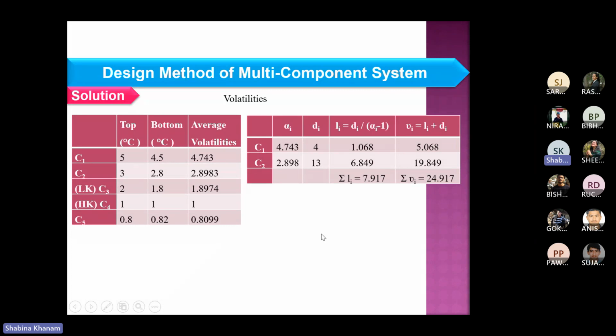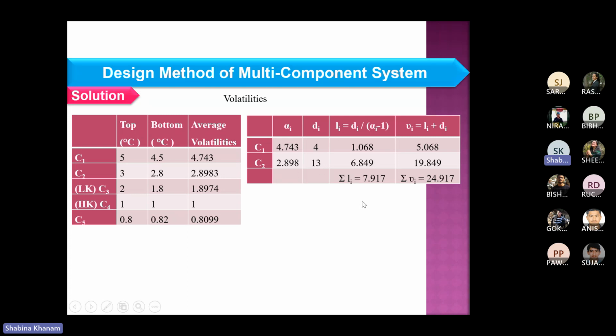Okay, so Hengstebeck's method collects the flow rates of all non-keys first, so that we will do over here. For light non-keys C1 and C2, we will have Li equal to Di by (alpha minus 1). That should be your limiting flow rates.